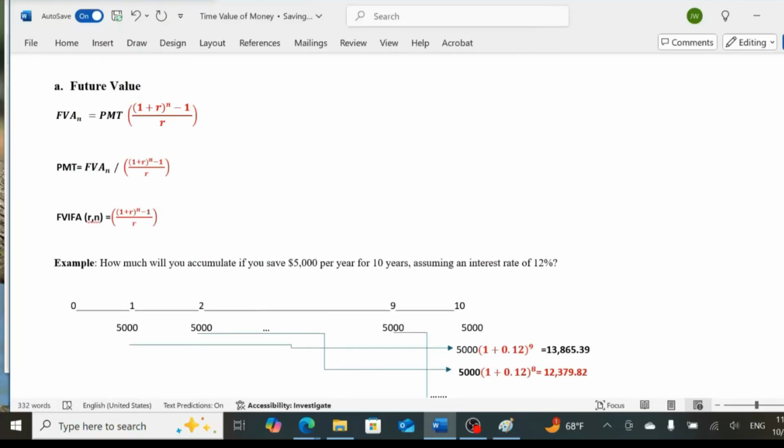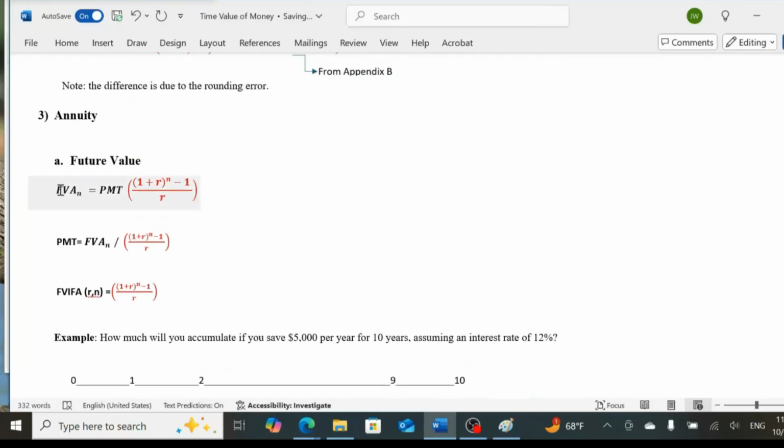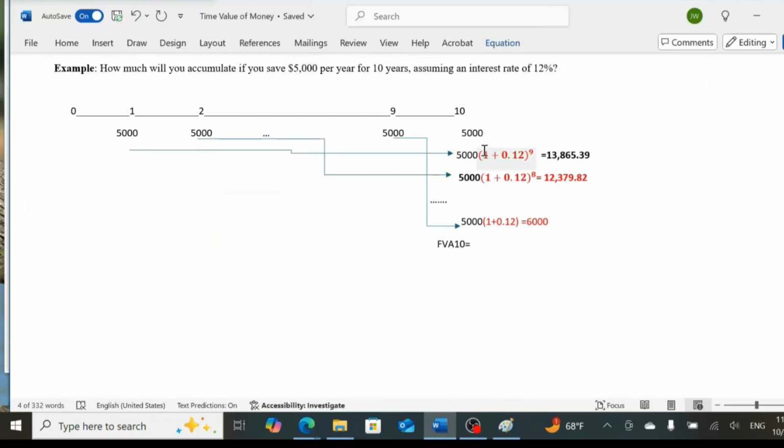The general formula for future value annuity is this. Because annuities are often associated with mortgage payments, car loan payments, PMT is short for payment. We often use PMT to represent the size of the annuity. R is the interest rate, N is how many cash flows. This is the future value annuity formula. So doing this one by one is equivalent to doing this.